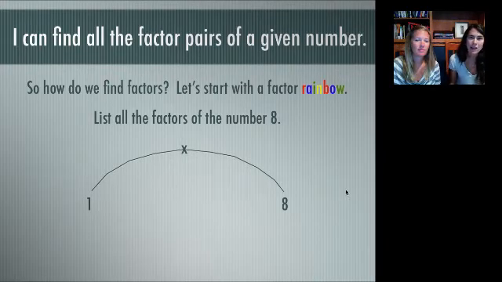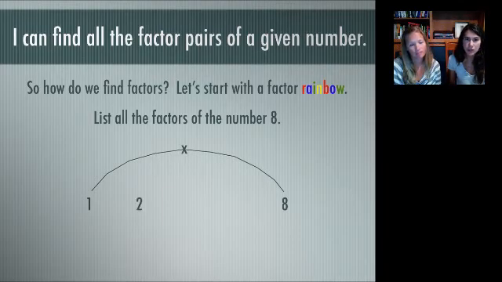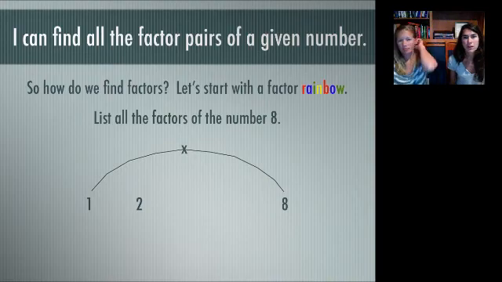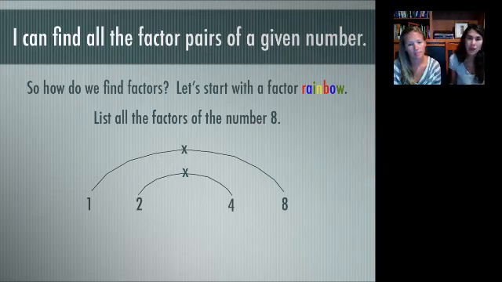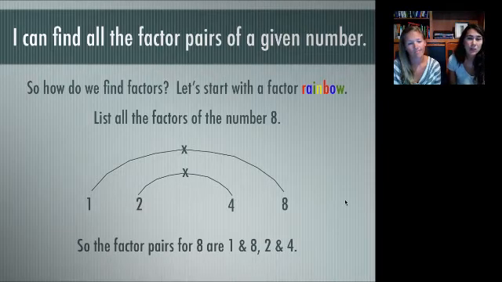Then I think to myself, well, 8 is an even number, so I'm going to try 2. 2 times what equals 8? 2 times 4 equals 8. So that's my second rainbow, or factor rainbow. Now I want to think, am I done? I don't know yet. Well, 3 doesn't work into 8 evenly. And then we're going right back up to 4 again. So I'm done. There's my factor rainbow. So the factor pairs for 8 are 1 and 8, and then 2 and 4.